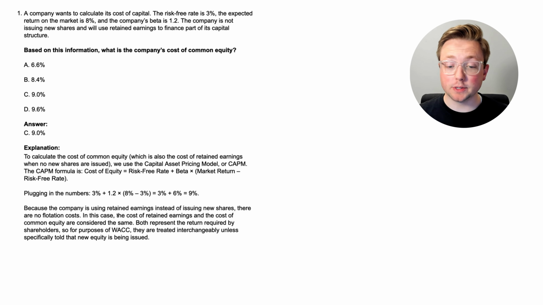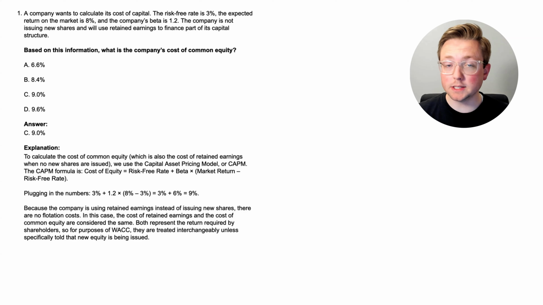Because the company is using retained earnings instead of issuing new shares, there are no flotation costs, which basically means, again, there's no costs to issue new shares. In this case, the cost of retained earnings and the cost of common equity are considered the same. Both represent the return required by shareholders for purposes of weighted average cost of capital, or WACC, however you want to say it. They are treated interchangeably unless specifically told that new equity is being issued. Again, you may see those two used interchangeably, the cost of retained earnings and the cost of common equity, if there's no new shares being issued.